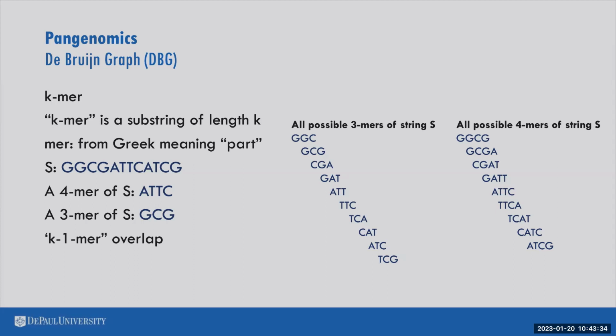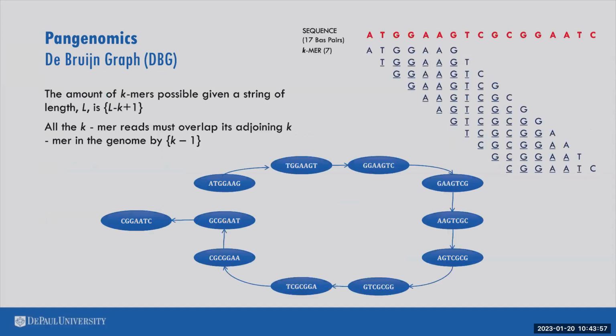And if you use 4, you have these four-mers based on the string. One nice property is that if you look at this k-mer and the next k-mer, they overlap by k-1. So GC and GC overlap, and that will be the case for all these different k-mers. You can then use this information to construct the graphs.